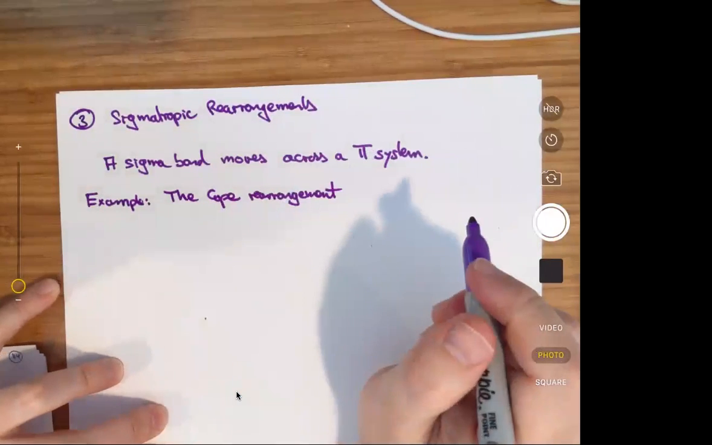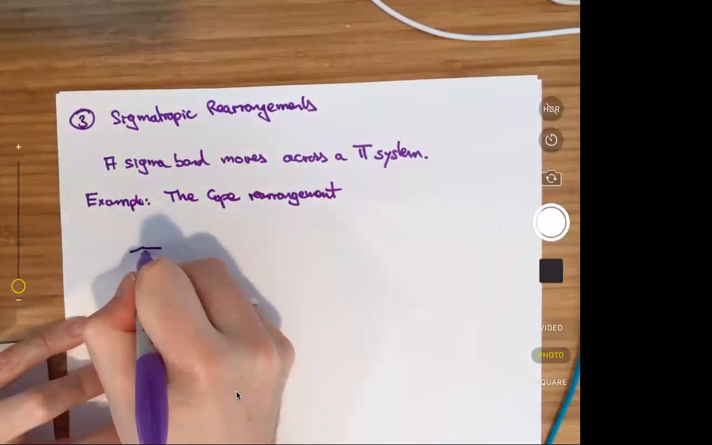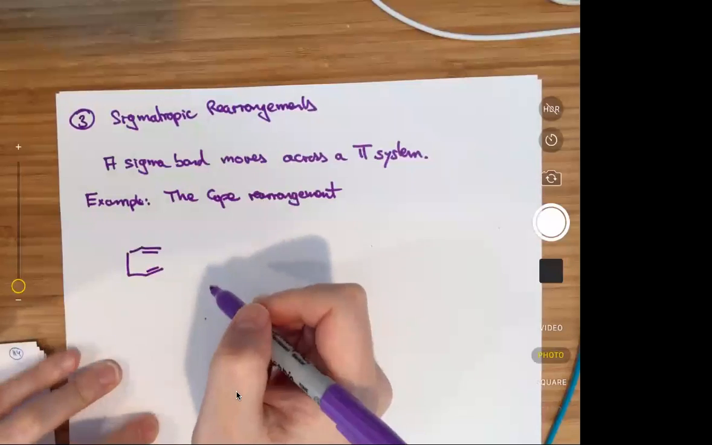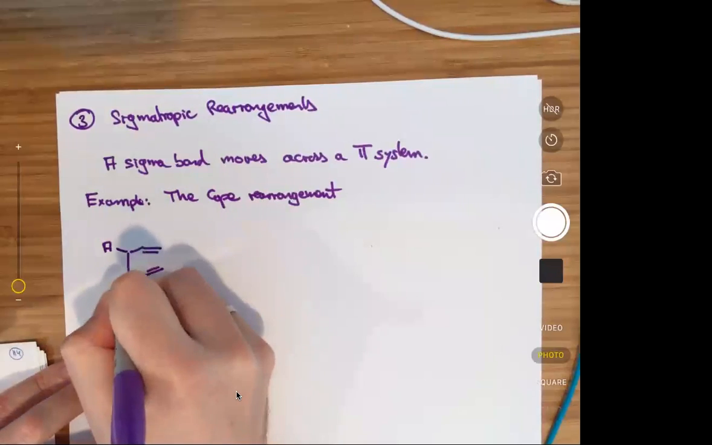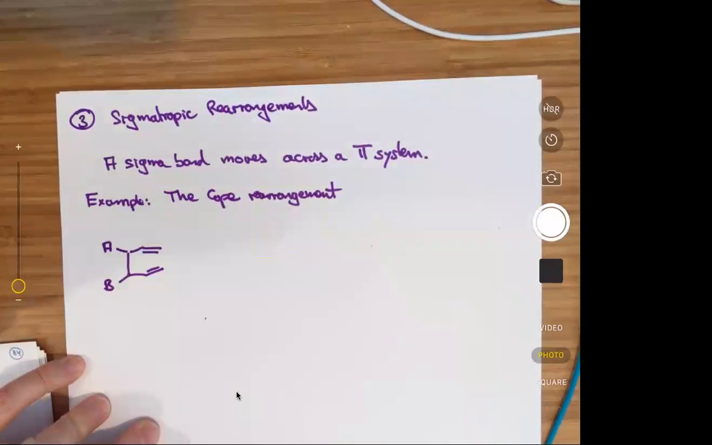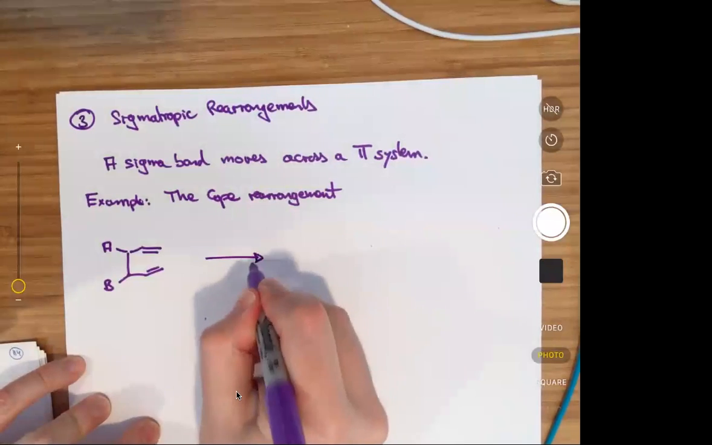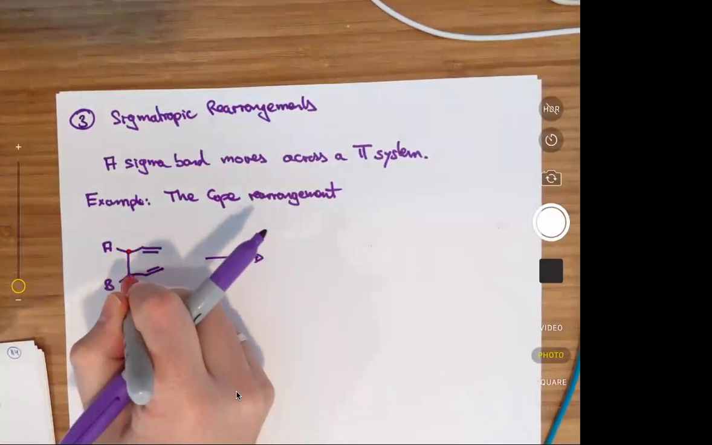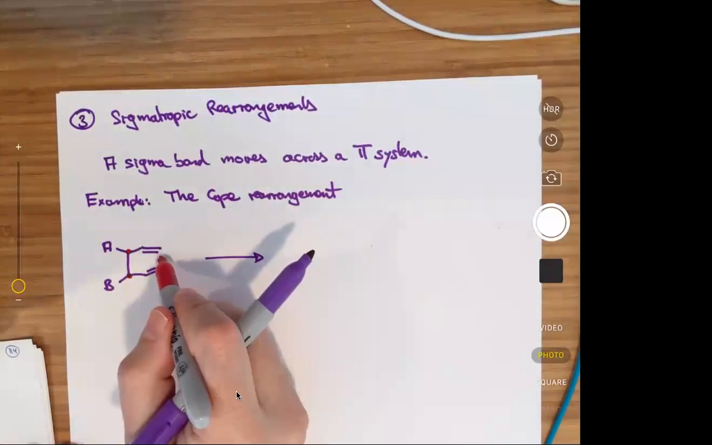So if you look at this closer, it's essentially a system that has two double bonds, and we can draw this out like this. And let's just give it two substituents. I'm just generically going to call them A and B here. This is basically just to keep track of what's going on. And as part of this reaction, this sigma bond that connects this position and this position moves across the pi system and ends up over here.